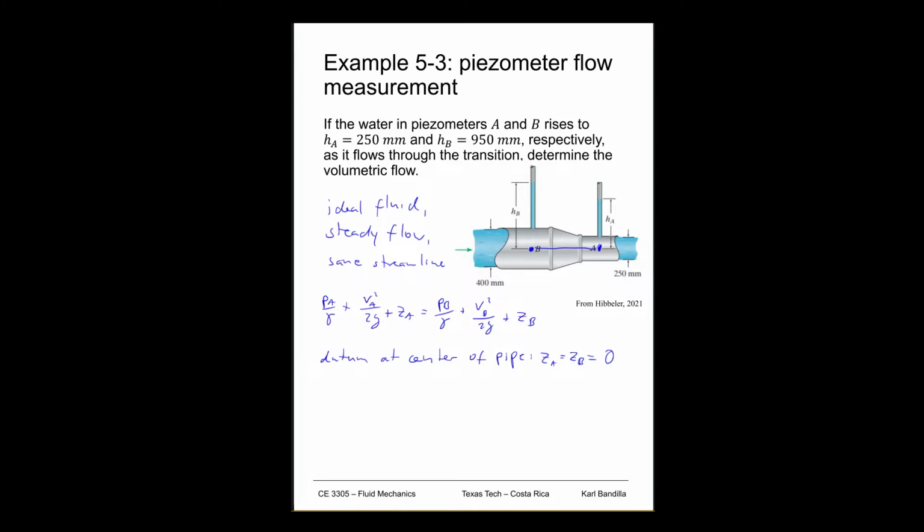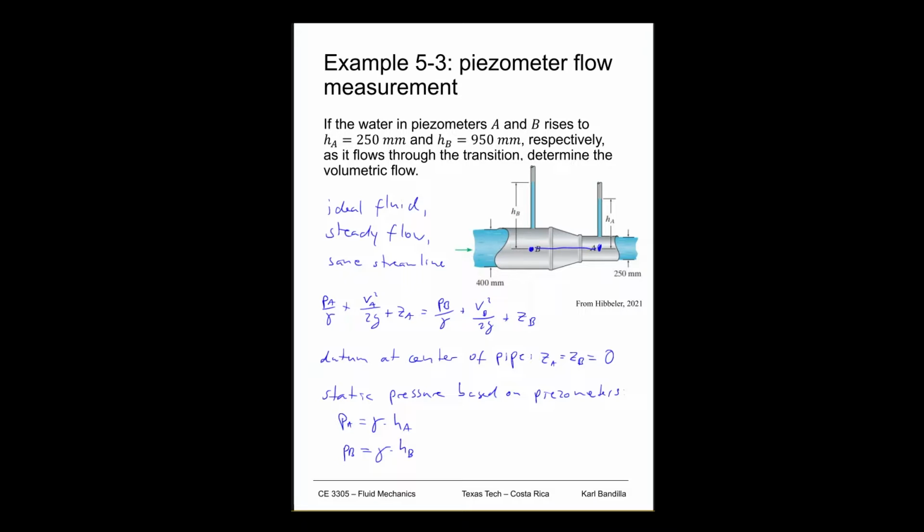Now, the other thing that we can see is that our static pressure, of course, we can base on these piezometers, right? So we can say static pressure based on piezometer. So we can say PA is just gamma times HA. PB is gamma times HB. And we're given HA and HB, so we know what PA and PB are.